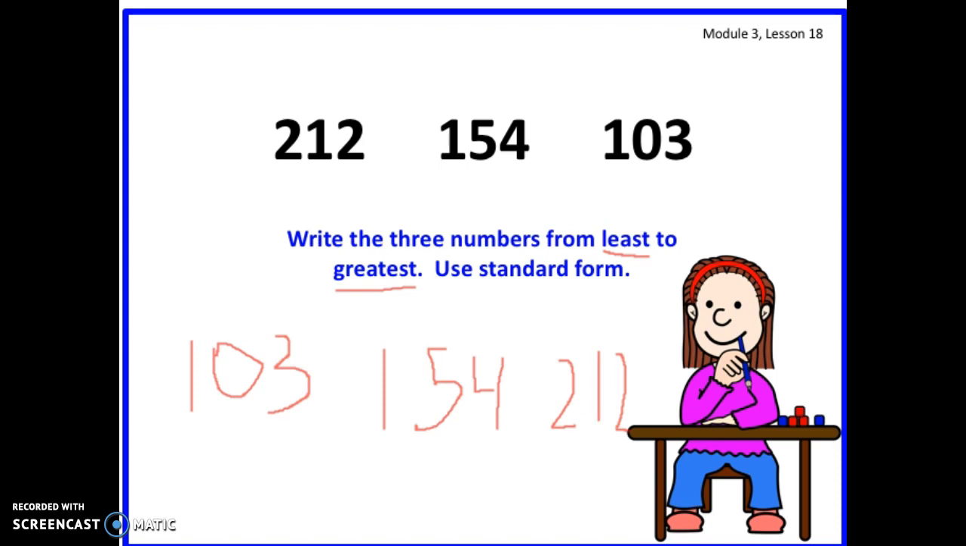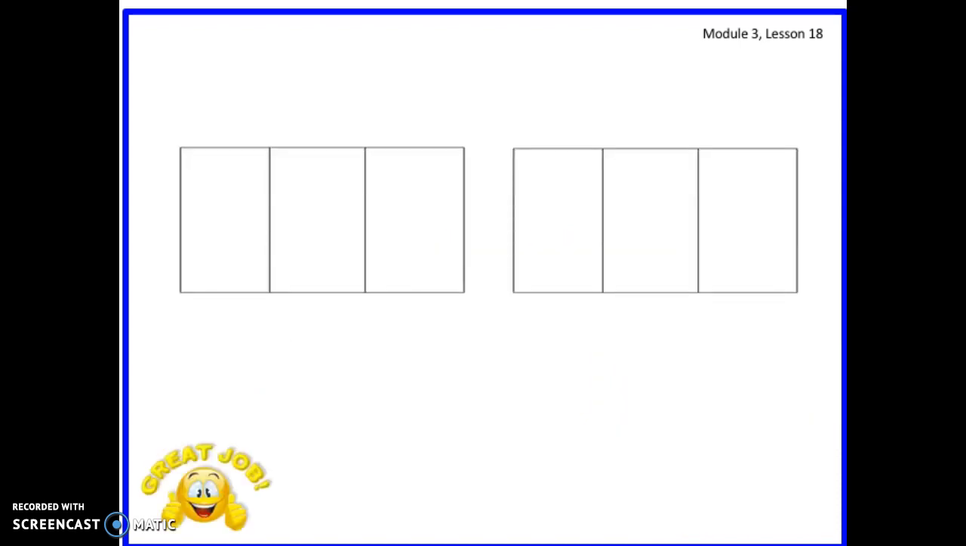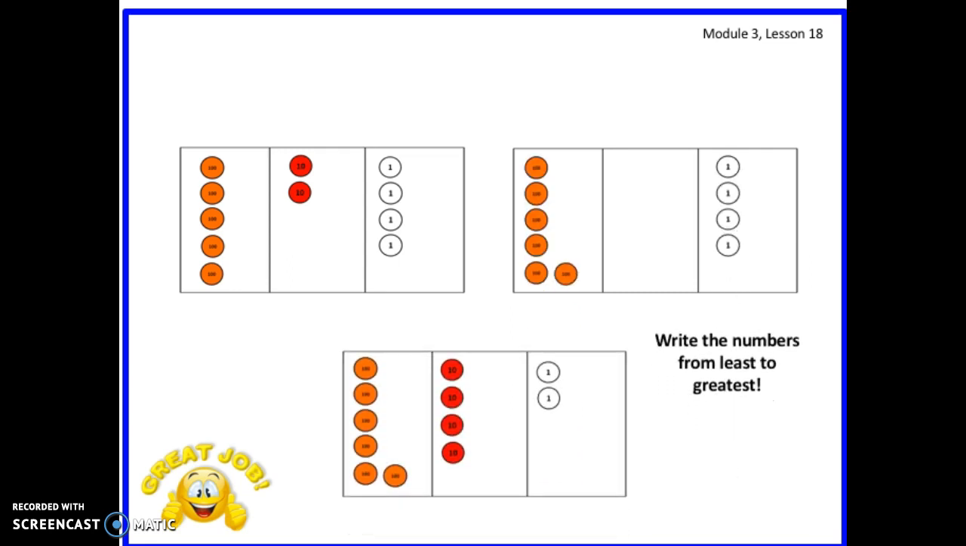Okay, erase your boards. We're going to do something a little different. I'm going to throw up some chips, and when I throw them up, I want you to write down the number. So write down what this would be. Count up the hundreds, count up the tens, count up the ones. And then I want you to do these 2 numbers. Count up the hundreds, count up the tens, count up the ones.